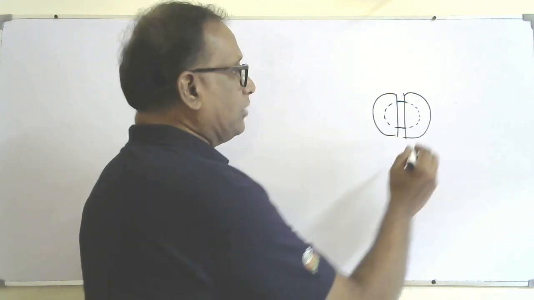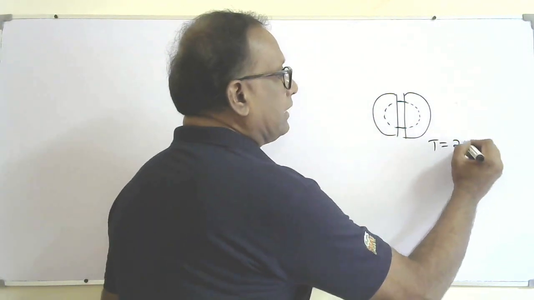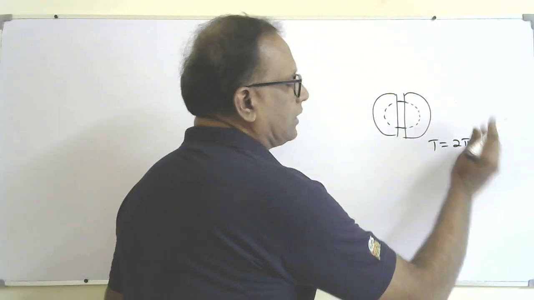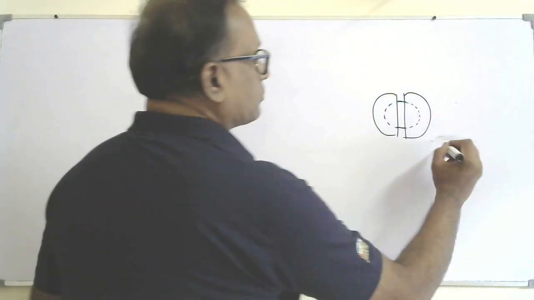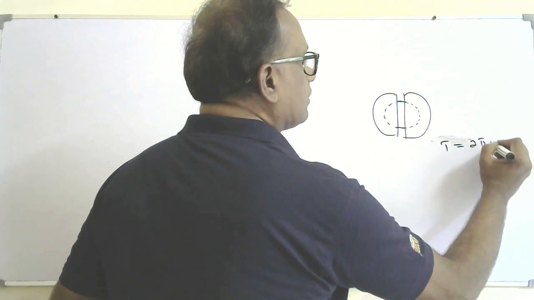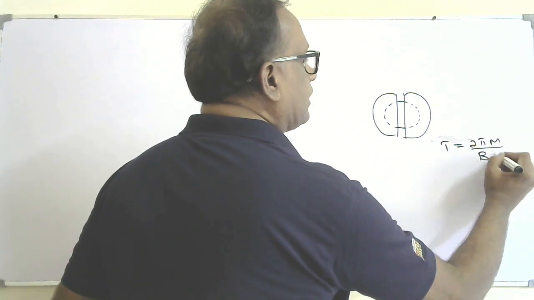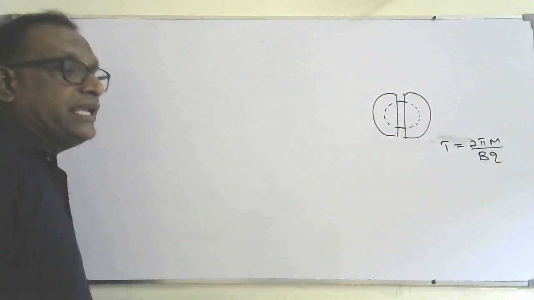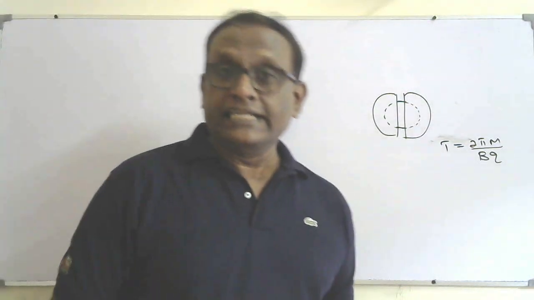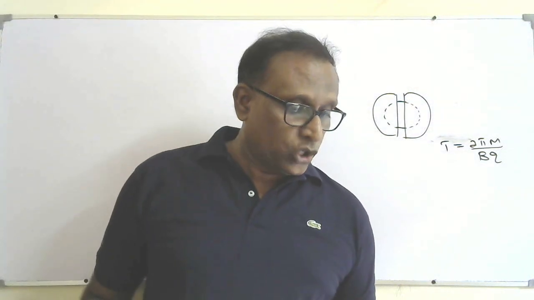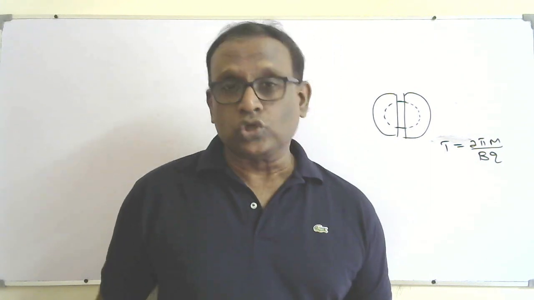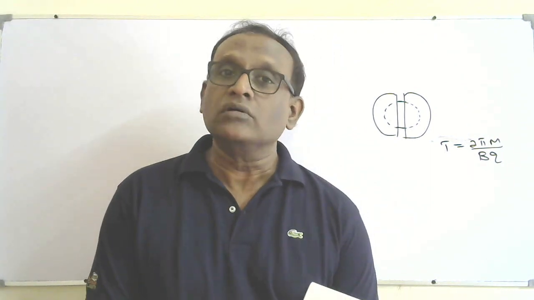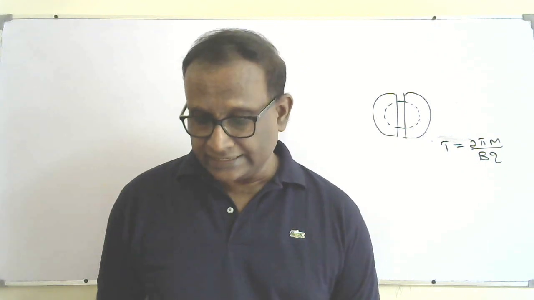And the time taken will be T equal to 2 pi m over B q. That's the time taken for one complete orbit. Okay, so we know how much kinetic energy it is gaining. We know the final speed, 1.5 × 10^7, for a proton. So we can find how much kinetic energy it is gaining.